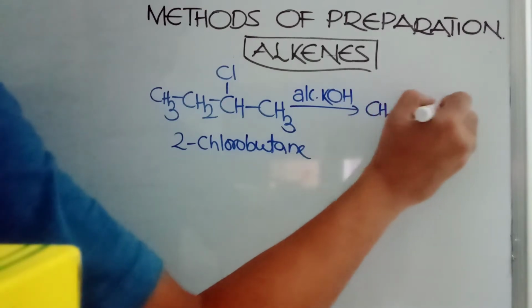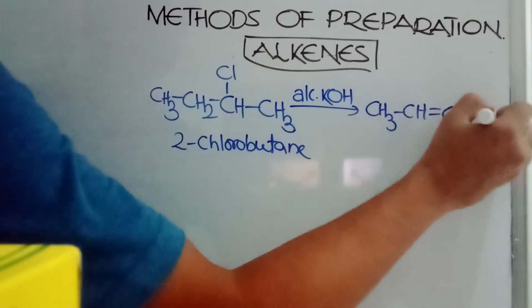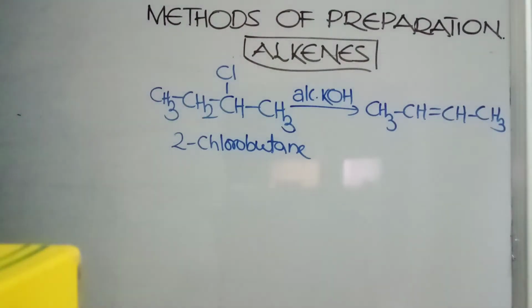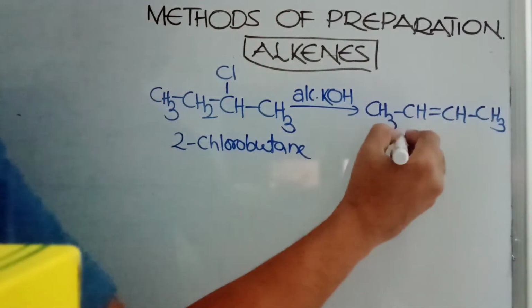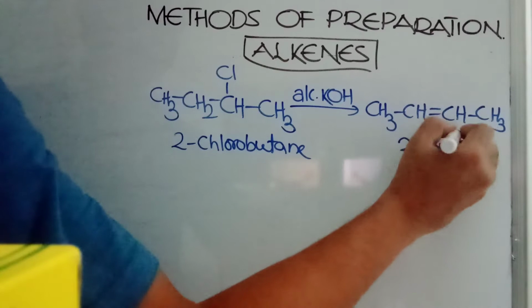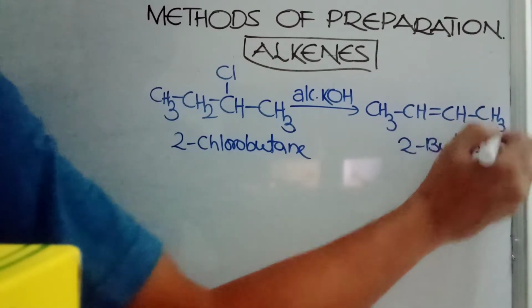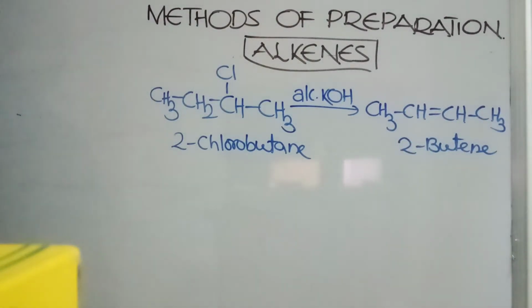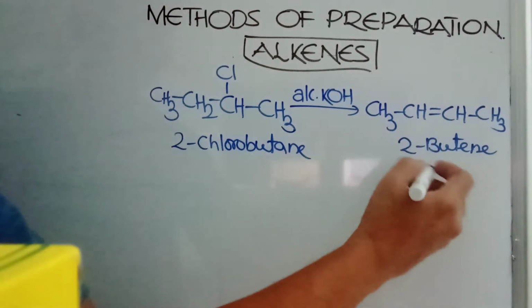Why from this side only? Why not from that side? To get the more stable product. This is 2-butene, which is the more substituted alkene. The more substituted alkene is more stable according to hyperconjugation. So 2-butene is the major one.